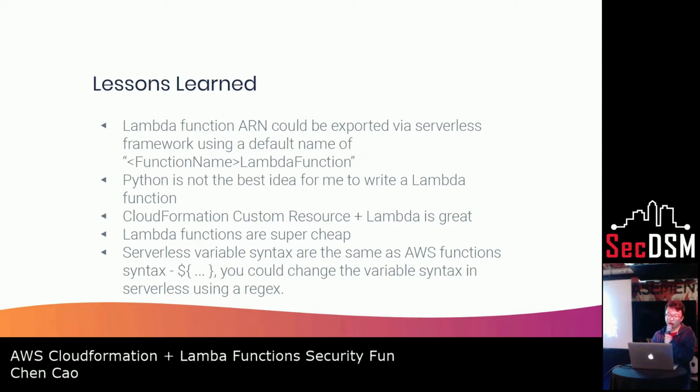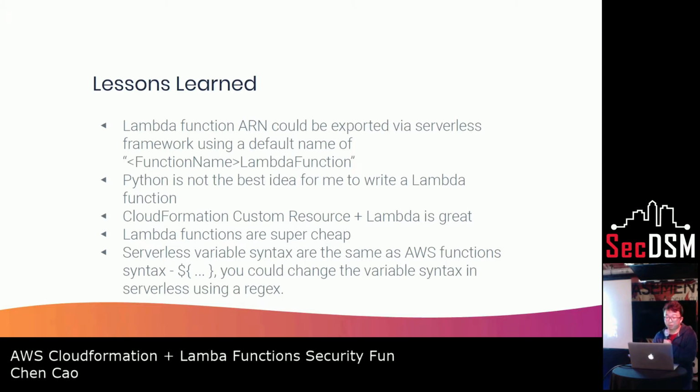Lessons learned. I did learn a lot of things while I was working on this. The first thing is that the Lambda function ARN could be exported via the serverless framework using a default name like this. You want to export the Lambda function ARN because you want it to be used by other CloudFormation stacks as well. That's the purpose, right? The serverless framework generates the default resource name for you in this format, so it's pretty easy to just export it.